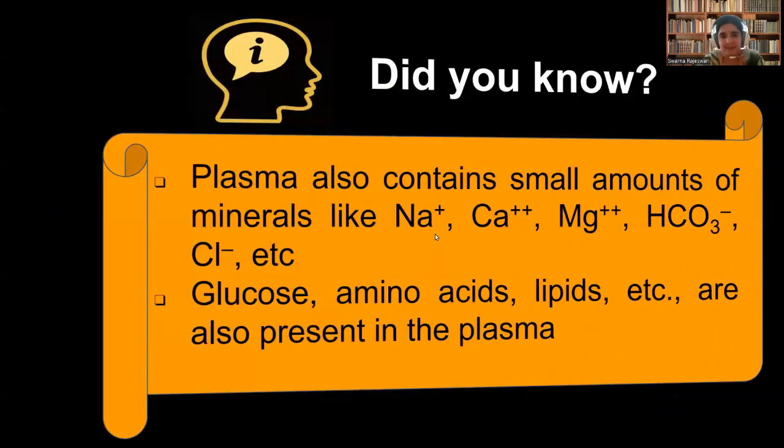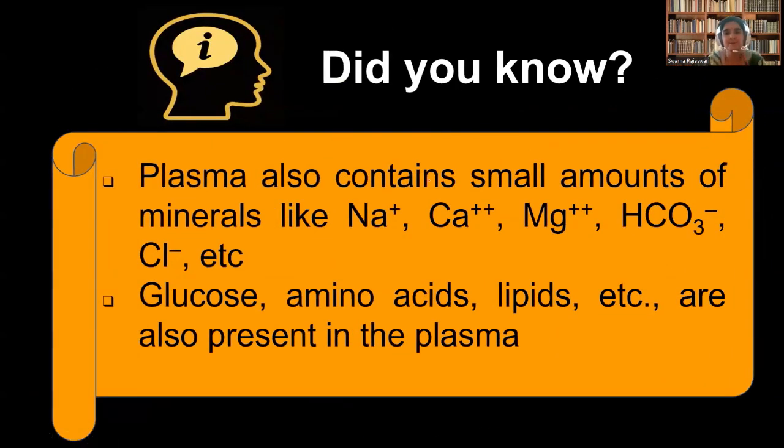So coming to the plasma again. We have seen plasma contains plasma proteins. The plasma also contains small amounts of minerals like sodium, potassium, calcium, magnesium, and even bicarbonate ion, chloride ion, etc. It also contains substances like glucose, amino acids, and lipids. All these mainly help in the maintenance of the osmotic balance of the blood.